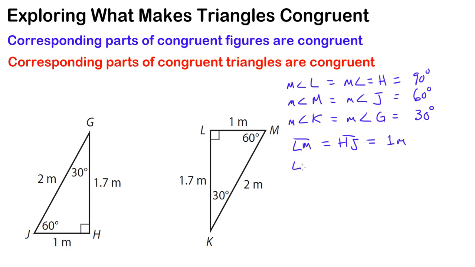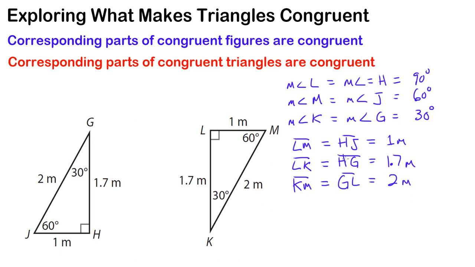So LK is equal to HG, and they both equal 1.7 meters. And finally, we have here MK, or KM, however you want to say it, is 2 meters, and GL is 2 meters. So we can say KM is equal to GL, and they both equal 2 meters.